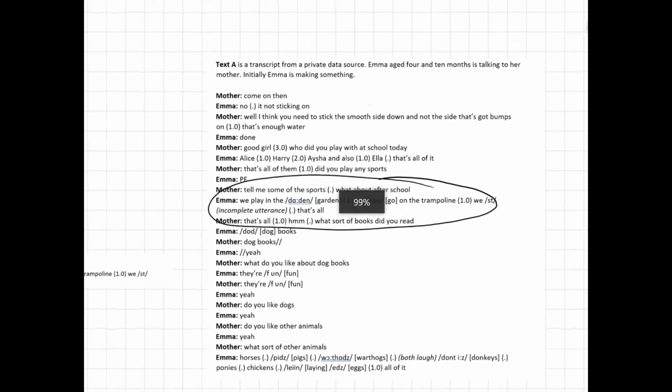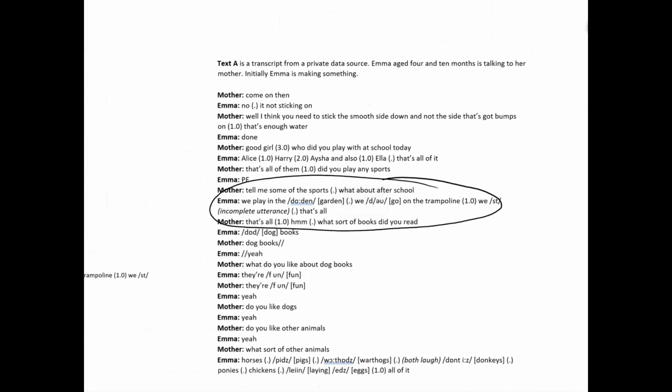So here is young Emma. She is 4 years old. She's talking to her mother, and she's talking about play and being in the school and the end of the school day and what she does. And Mum says, "Tell me some of the sports. What about after school?" And Emma says, "We play in the garden. We do on the trampoline." Garden is what she says, where she pronounces the word garden, because again, she's obviously got issues there, and she's learning, if you like, to pronounce the g sound.